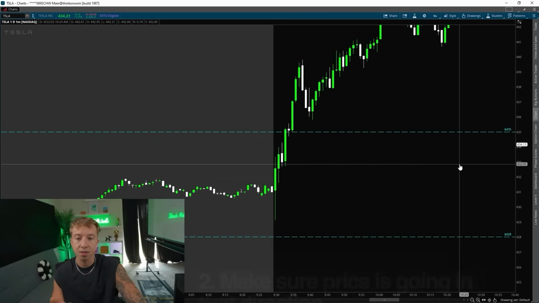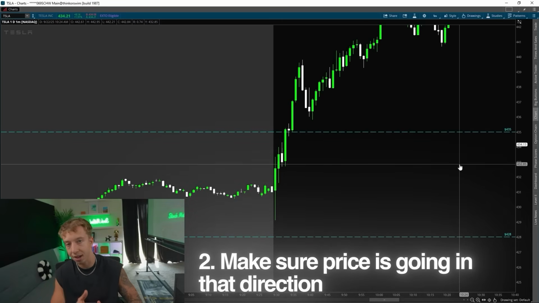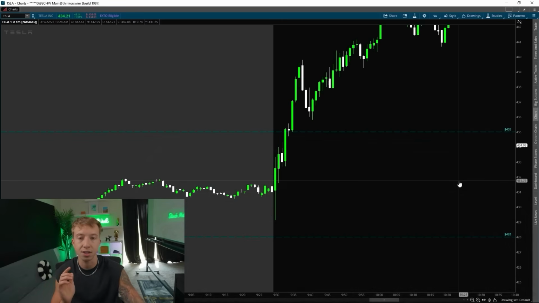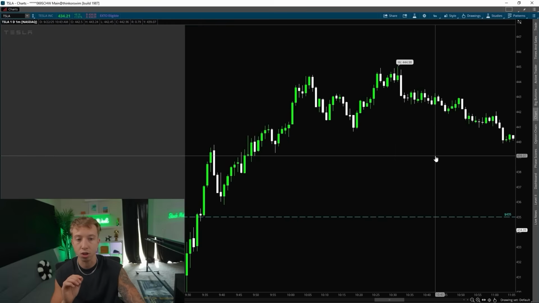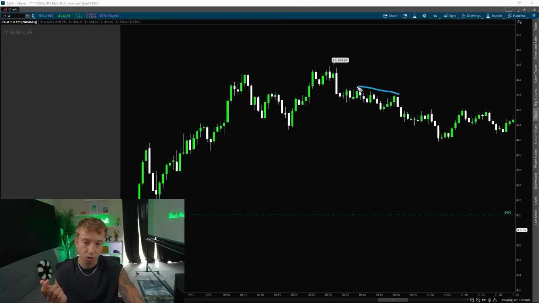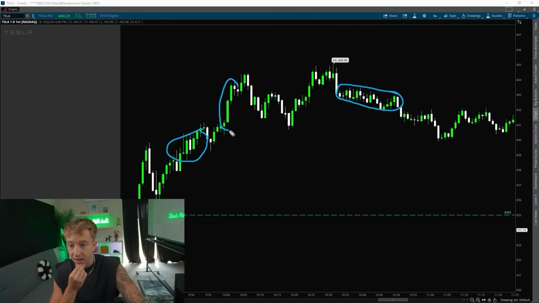The next thing is we want to make sure that price action is actually going in that direction and not chopping back and forth or being super slow. For example, this is slow price action. See how small and congested it is in that specific area? Same thing with this area right here. It's slow and congested. This one actually had to move, right? It's not choppy. It's not slow.